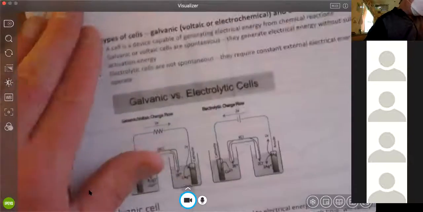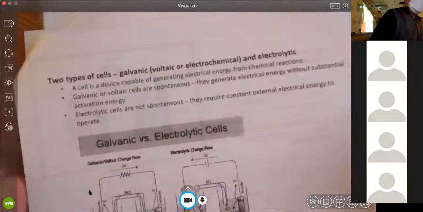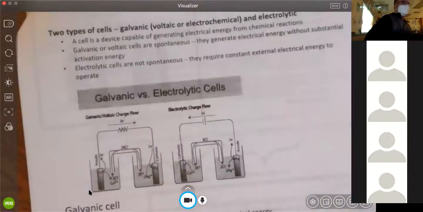Let's take a look then at the 2 types of cells. Let's see if we can make one of these.